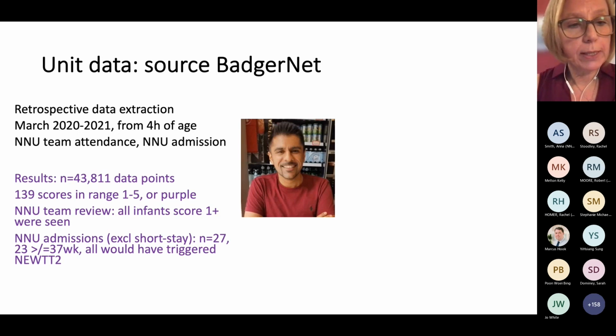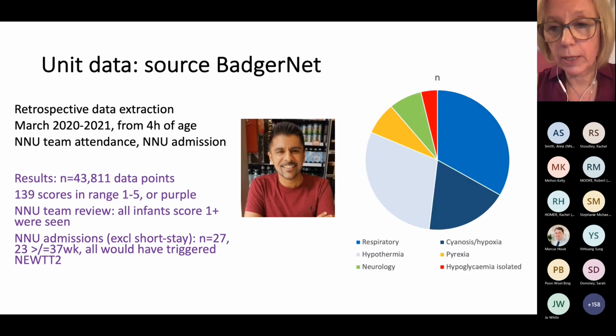And of those babies, there were 27 admissions, 23 of whom were term, 37 weeks or greater. And what was reassuring is they all would have triggered. So of all the neonatal admissions in the year, not just the babies that made a score, there were 27 more than 4 hours of age, and all of those would have triggered NEWTT2.